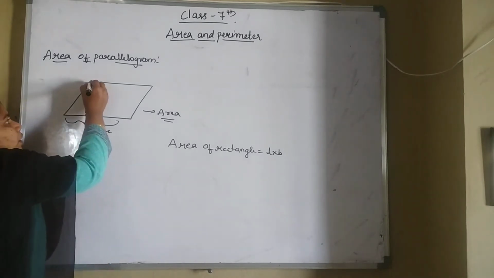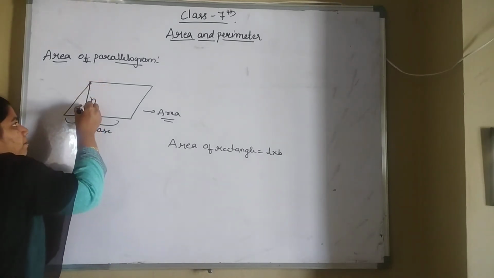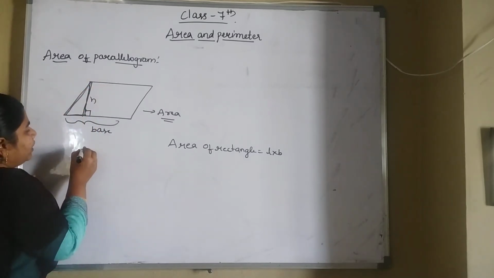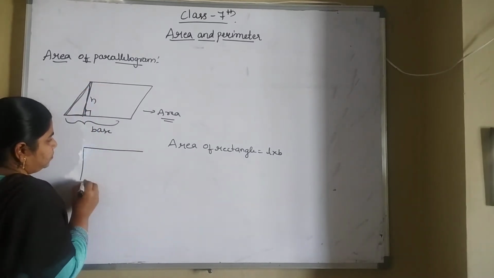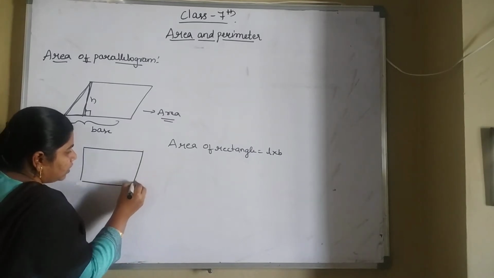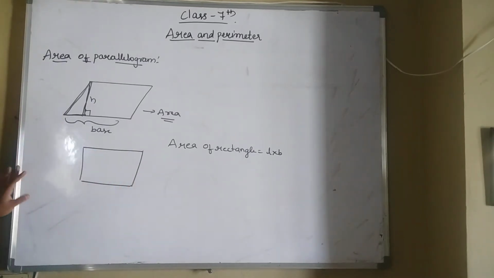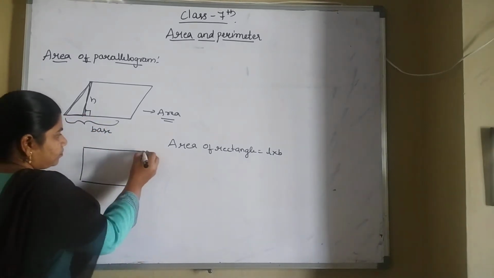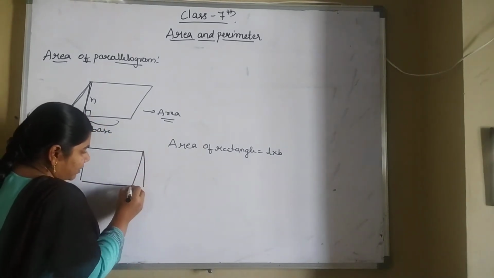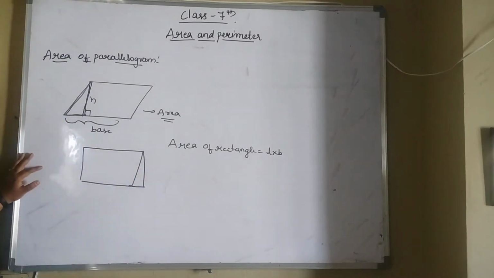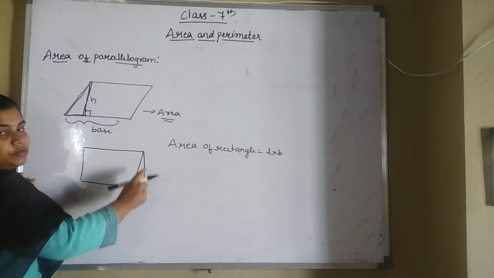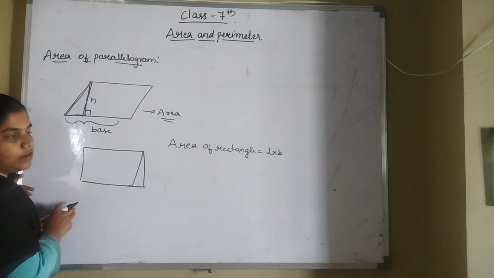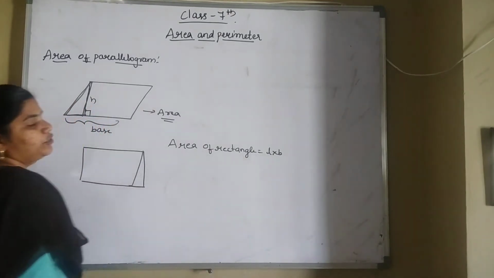Now I am taking out this part. I am cutting this part. The figure will be in this order. I am taking out this part and attaching it here. What did it become now? A rectangle has been formed. So what is the area of a rectangle formula? Already we know that it is L into B.